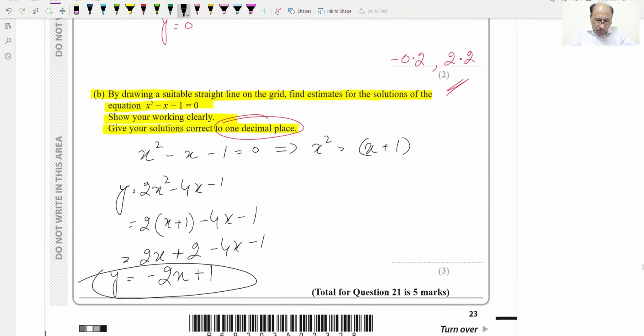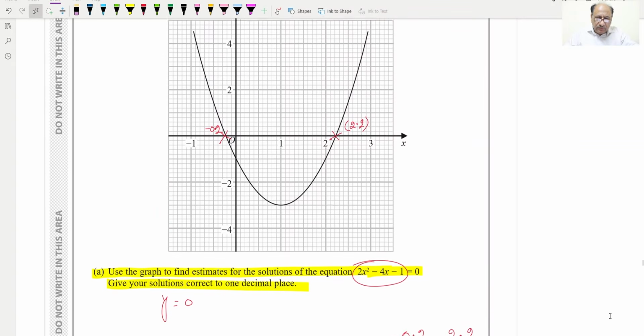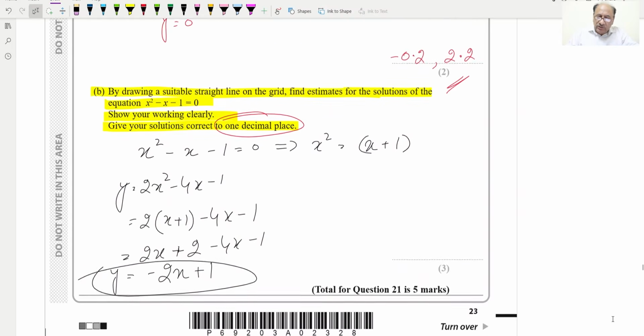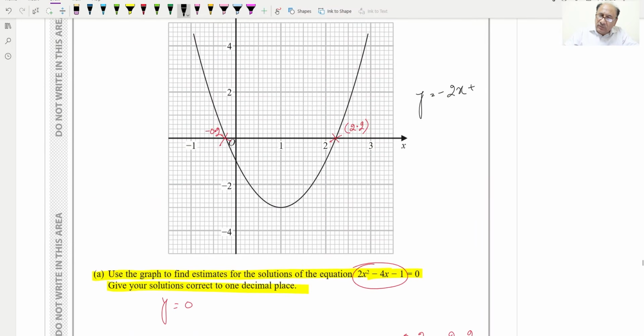And now we have to draw this line. Basically finding this line is a little tricky. The rest of everything is simple, straightforward. So our equation is y equals minus 2x plus 1. This is what we need to draw.